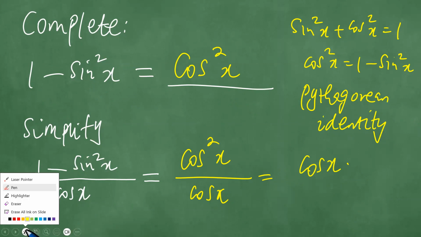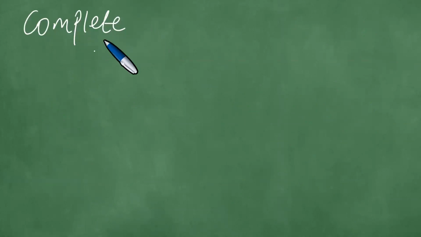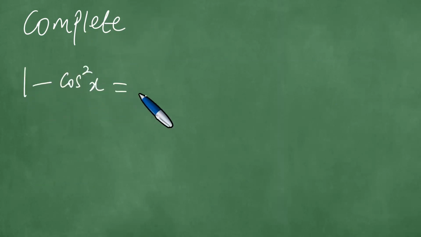Okay, let's complete this one. One minus cosine squared x is equal to what? Can you fill in? Anyone? I think it's sine squared x. It is sine squared x.